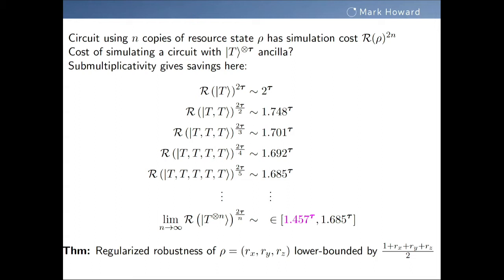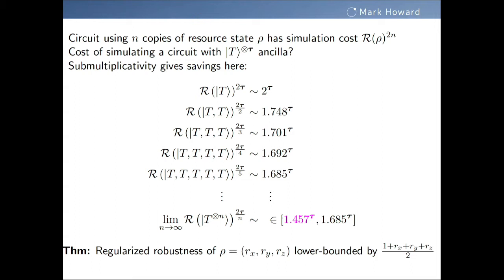So if instead we take chunks of T states, then we see that if we take 2 copies and we take the square root, then we get a better scaling, 1.748. If we take 3 copies and we take the third root, then we get a better scaling again, and so on. So again, in our numerics, we could go as far as 5, so that's where we got this 1.685 number. In principle, you could keep going and going and going, and then where does this finally end?